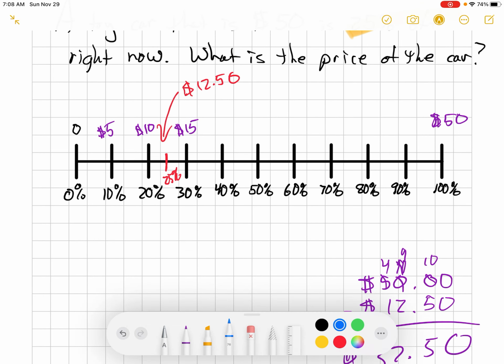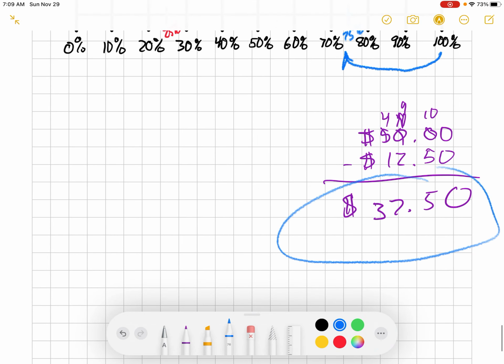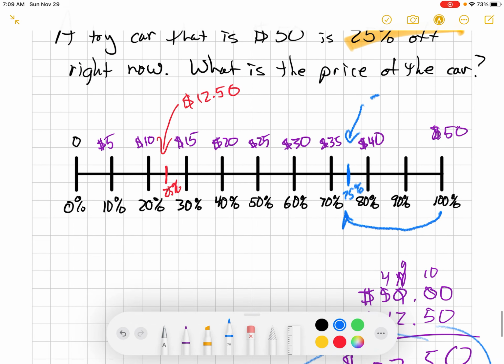Another way to do it is 25% off puts me right here. Take 25% off of 100. That's right here. What's 75%? Well, if I continue my double number line, right, that's 20, 25, 30, 35. We'll stop here after this one. That's 40, right? And 75%. 75% is right here. And it's exactly between the 70 and 80. And what's exactly between 35 and 40? $37.50, right? $37.50.